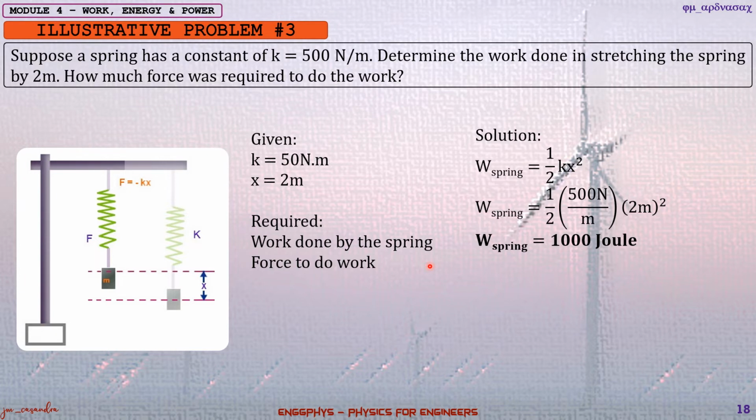Okay? So direct substitution lang yung example number 3. And then for the force, that's simply equal to K times X. So that is equal now to 500 Newton per meter times 2 meters, or F now is equal to 1,000 Newton. Okay? So nagkataon lang na pareho yung magnitude ng work done sa kanang force applied. But it is not always the case. Again, spring work is 1/2 Kx squared, and the force of a spring is K times X.